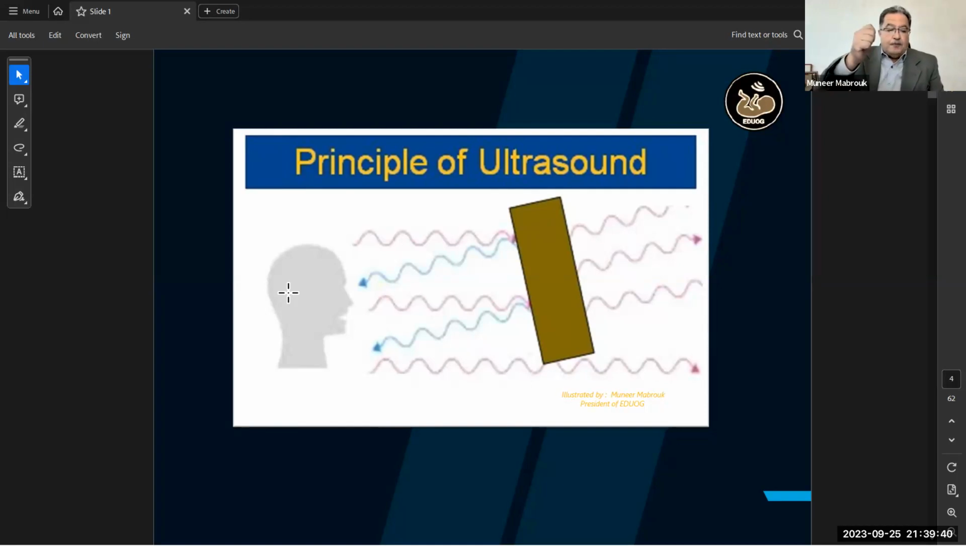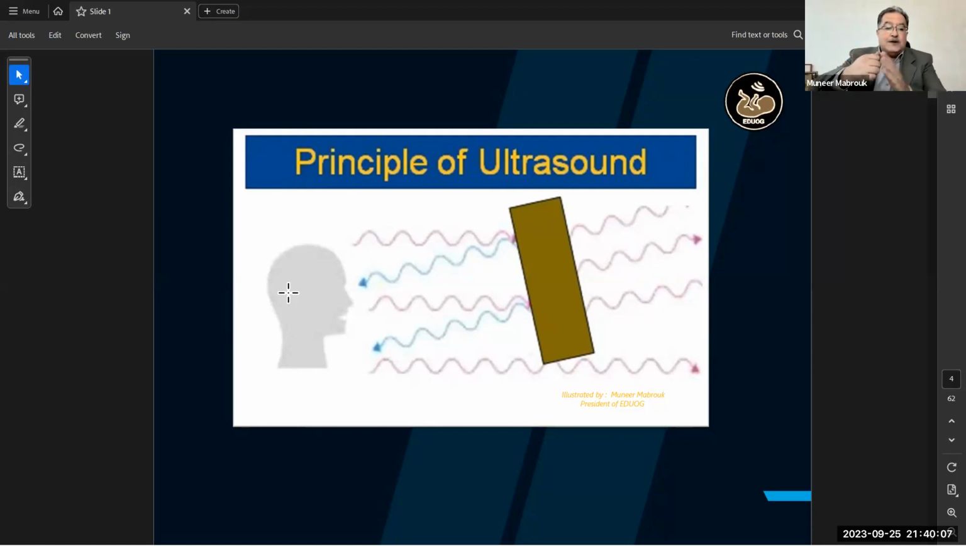Now, this probe is sending and receiving at the same time. I mean, not exactly the same time. It sends the impulse to allow the received echo to come back. If it keeps sending, the machine will not receive the coming back echo. This is a very important principle in ultrasound.